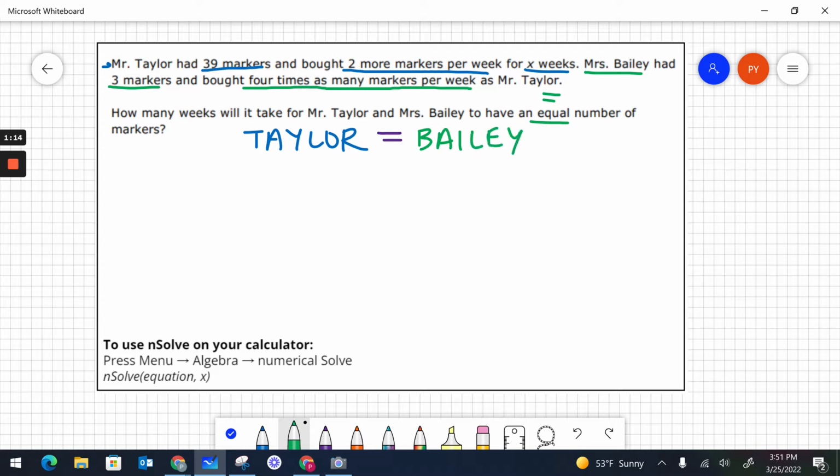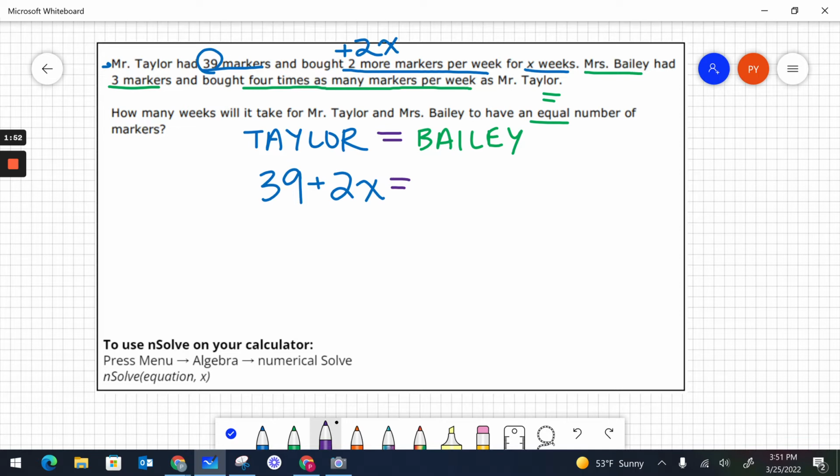So I'm going to go back to the problem and write what I can about Mr. Taylor. I know that he starts with 39 markers, so 39, and he buys 2 more markers every week, and weeks are represented by X. So it's going to be 2 times the number of weeks, or 2 times X. So Mr. Taylor starts with 39, and then he adds 2 markers every week. So plus 2 times X. All of that is going to be equal to what Mrs. Bailey has.